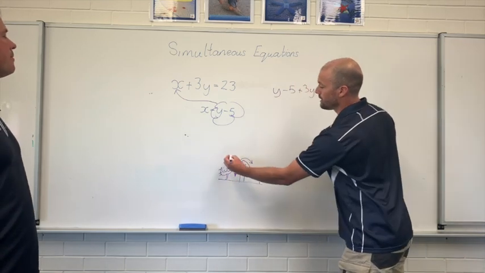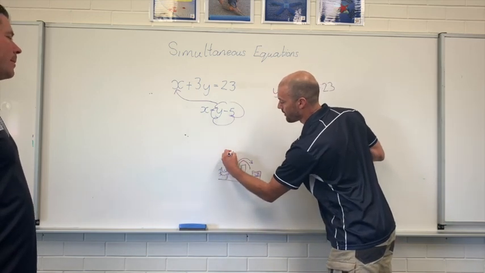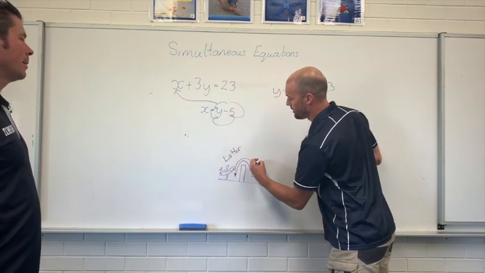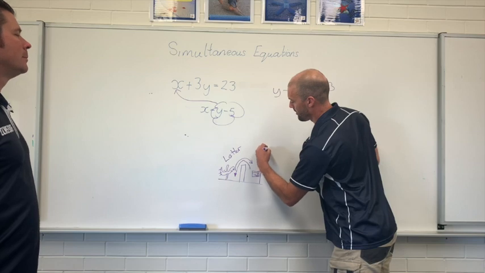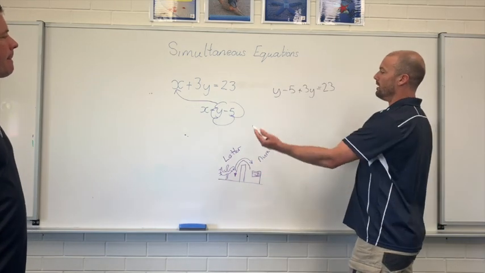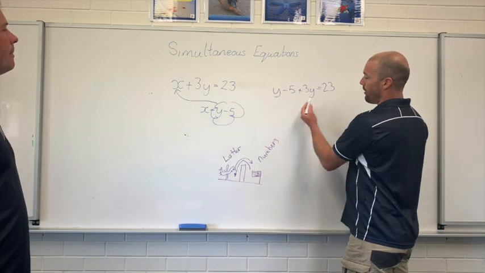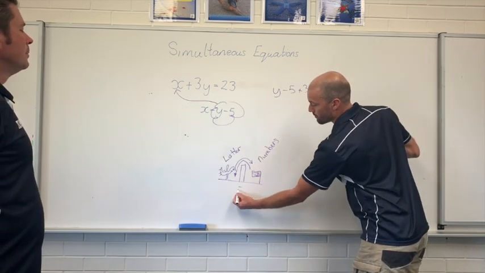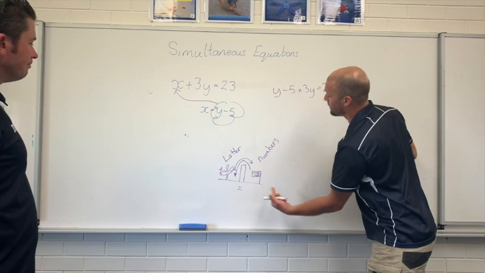Now, the rule is you have your letters go on the left, numbers on the right. So let's go through this. Letters on the left, numbers on the right of the equal sign. I should have mentioned the border equals the equal sign.